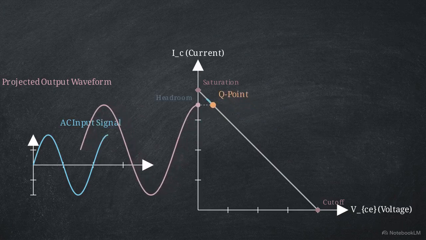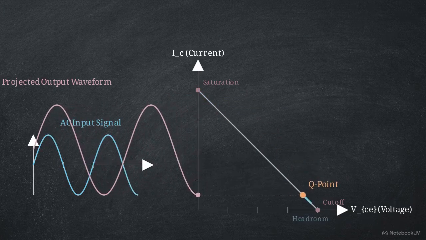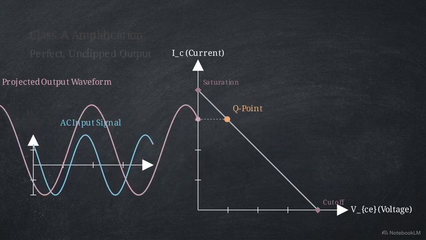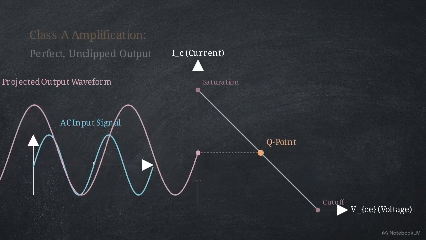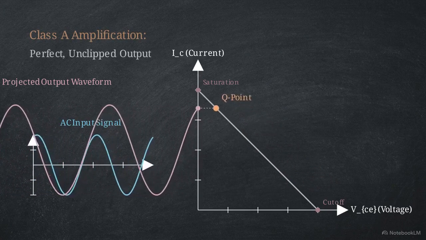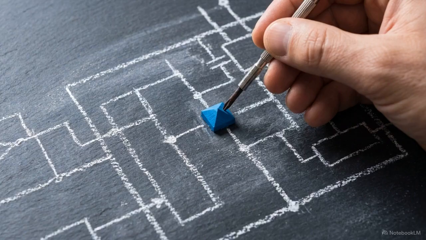In a Class A setup, the transistor never shuts off, conducting for the entire 360 degrees of the input signal cycle. A centered Q point creates a perfect unclipped replica of the input signal, which is the primary hallmark of a Class A amplifier. What happens to the output if we slide the resting state away from the center?